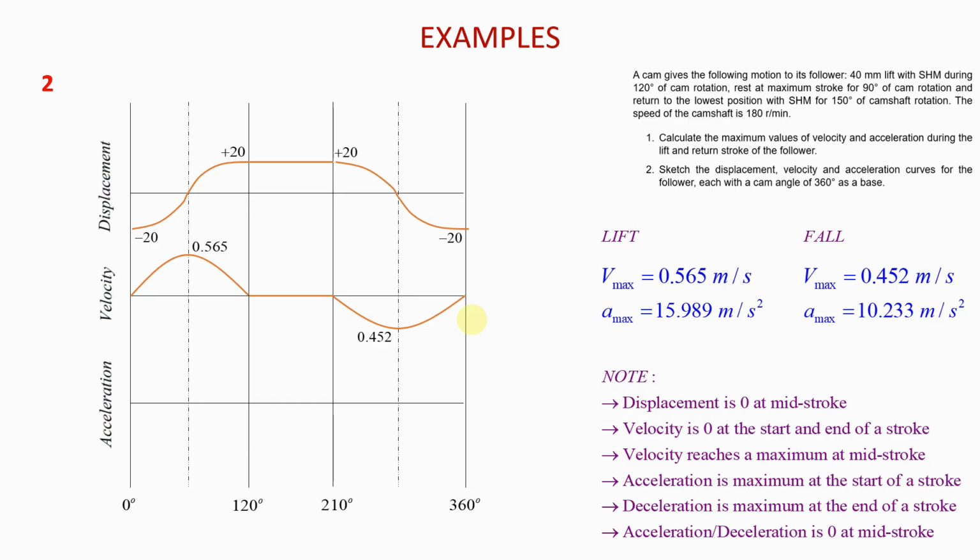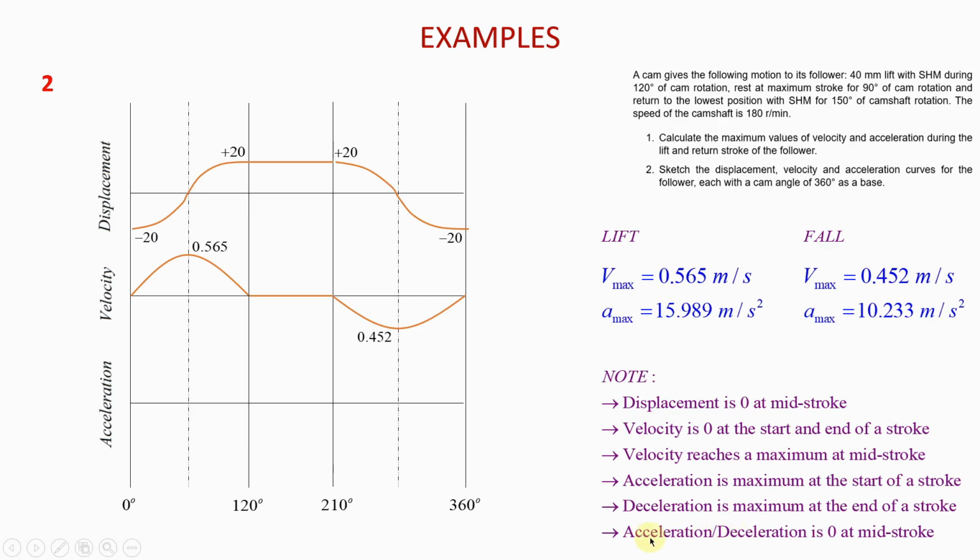And now we will look at the acceleration, okay? Now for the acceleration, remember what we said about the acceleration. The acceleration is maximum at the start of a stroke. So we will have a maximum value at the start. The start is here, okay? The lifting stroke is from here to here. So the acceleration is maximum at the start of the stroke. So it will be maximum here, somewhere here. And the deceleration is maximum at the end of the stroke. The end of the stroke is here. So deceleration, its maximum should be somewhere there at the bottom, okay?